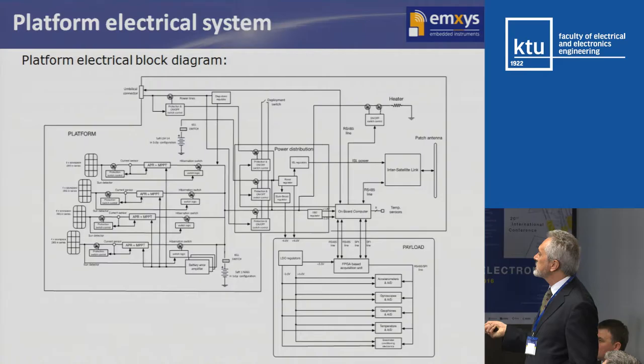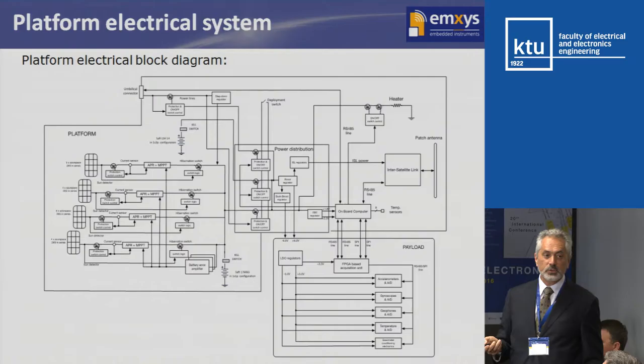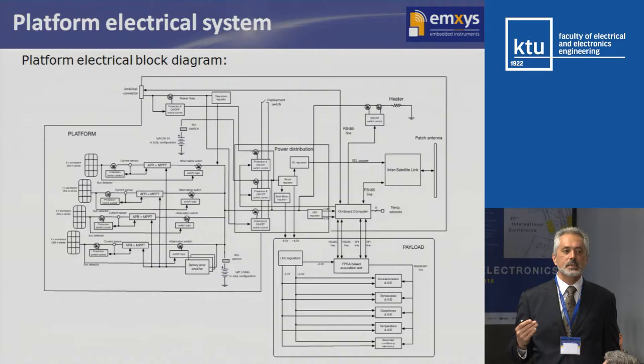Then we have some protection on each line to avoid the batteries being discharged into solar panels that are not under illumination. And we rely on two batteries, a primary battery and a secondary battery. The secondary battery may be recharged by the solar panels, and the primary battery is not rechargeable. This is because if we land in a dark area, we at least rely on a primary battery that guarantees a minimum of science for the mission.